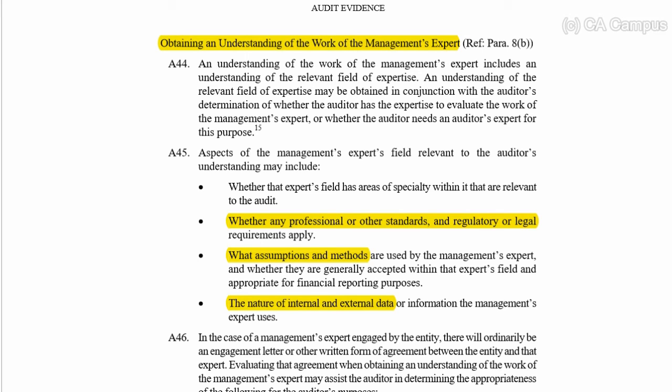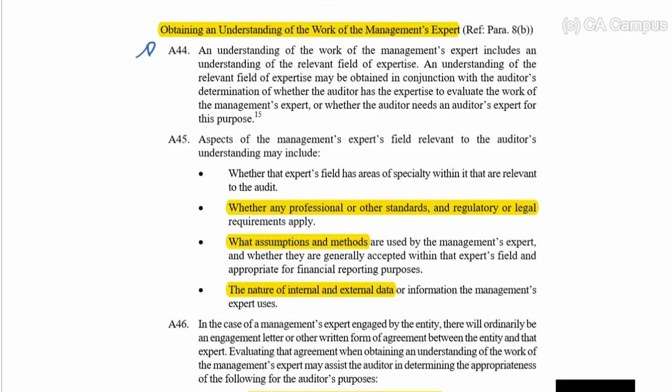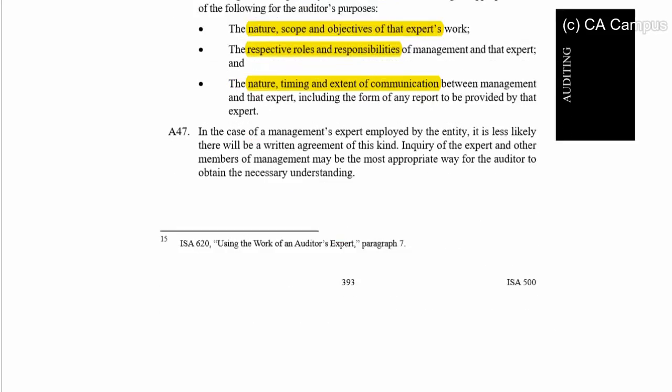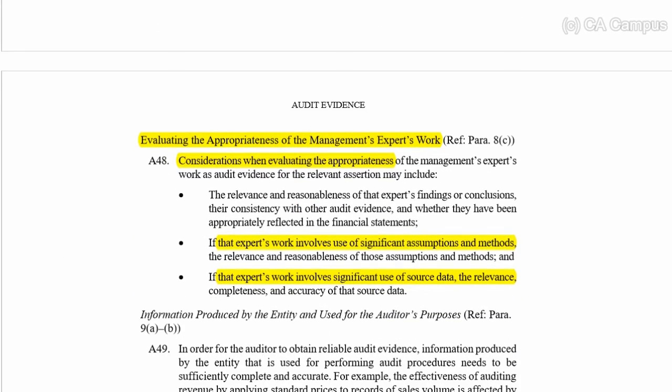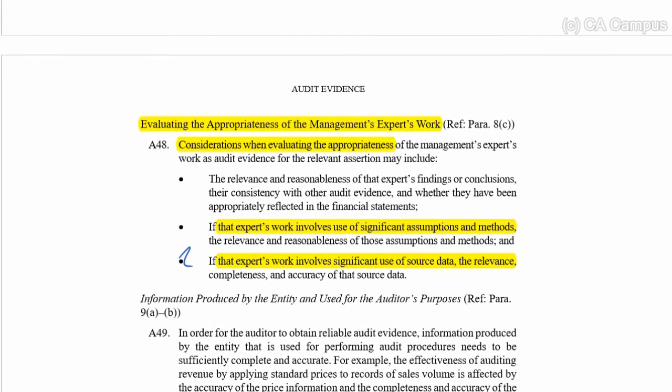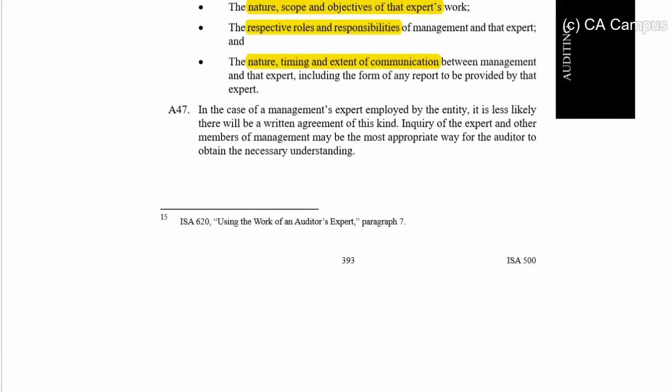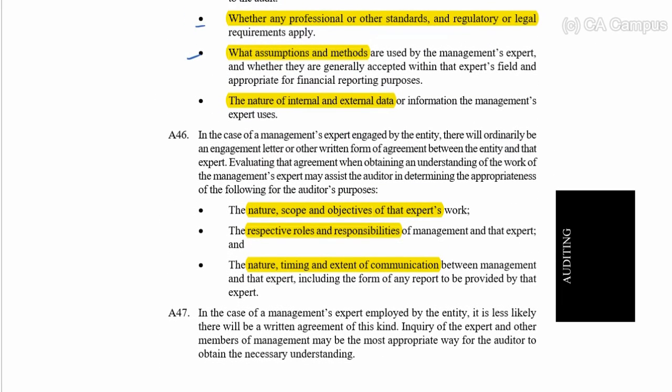Then we've got to gain an understanding of the expert's work. What were the professional standards? What were the assumptions and methods used? And then we would need to test the data. Okay, so consider the work, if the assumptions and the data are actually reasonable. So guys, in that I'm going to look at the work of the estimate, or testing the estimate, because that's what the expert came up with. So I'm going to now go into testing the estimate.